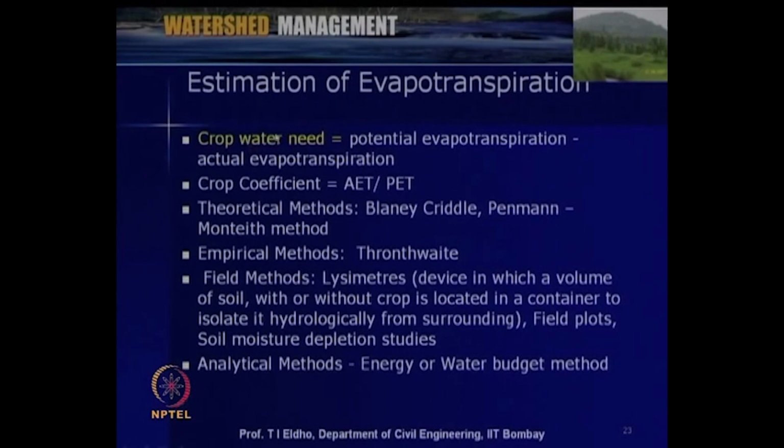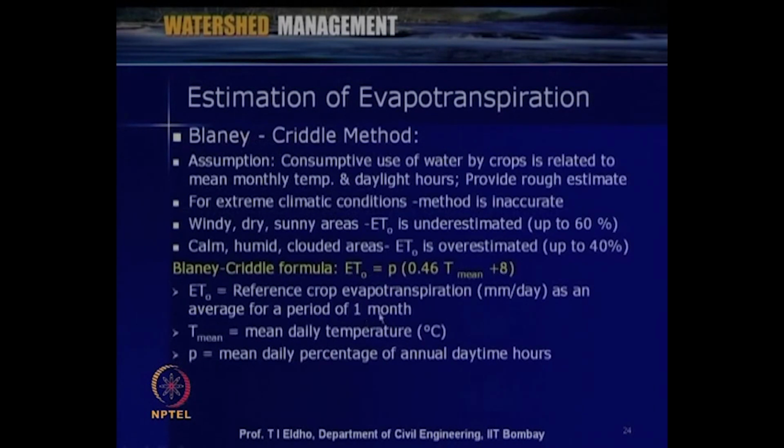Like the crop water need is actually potential evapotranspiration minus actual evapotranspiration, and we can put a coefficient called the crop coefficient, which is the ratio of actual evapotranspiration to potential evapotranspiration. There are various theoretical methods like Blaney-Criddle, Penman, Mondolit methods. Then empirical methods like the Thornthwaite method, then field methods like lysimeter, field plots, soil moisture depletion studies, etc. We can also use analytical methods like energy or water budget methods. So here also we can use the analytical method as far as the estimation of evapotranspiration is concerned.